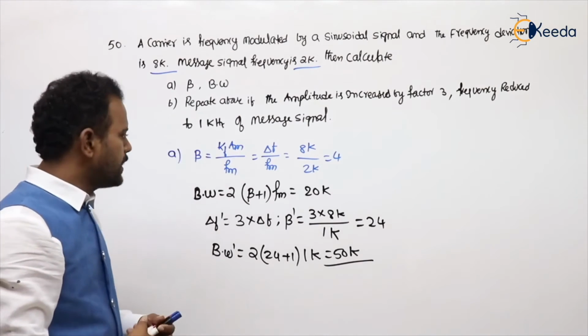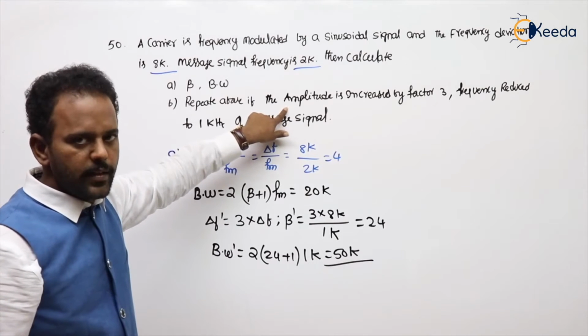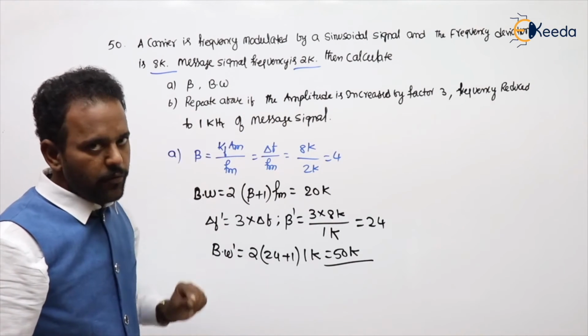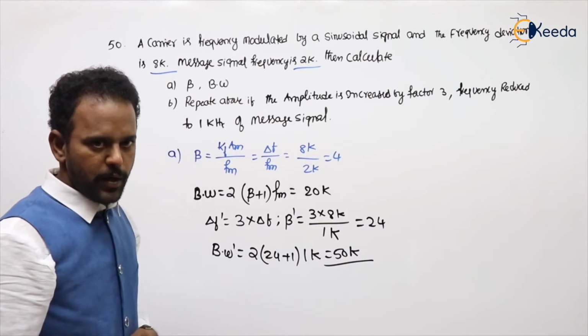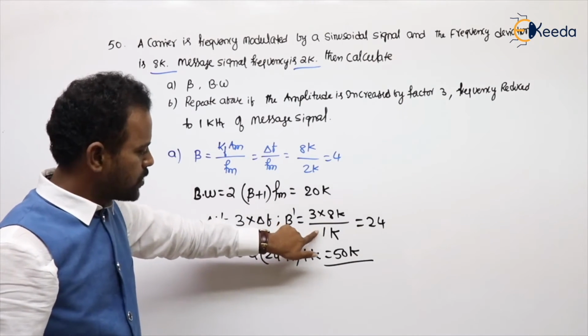Here all the logic is: amplitude is increasing means delta f is increasing, with no changes with FM. We saw this in the previous problem also. Anyhow, beta will change with that FM, so I have written that.